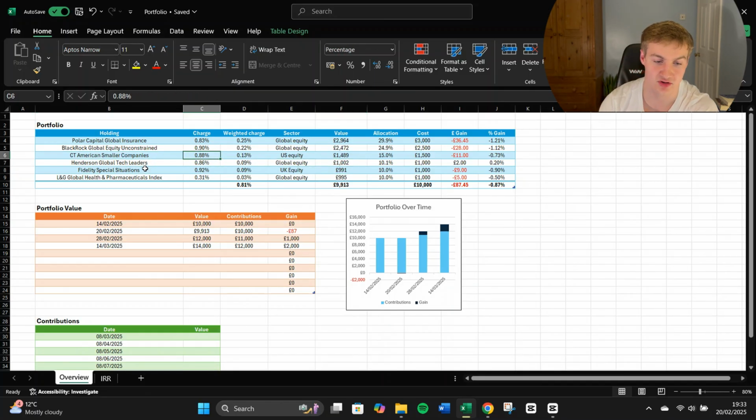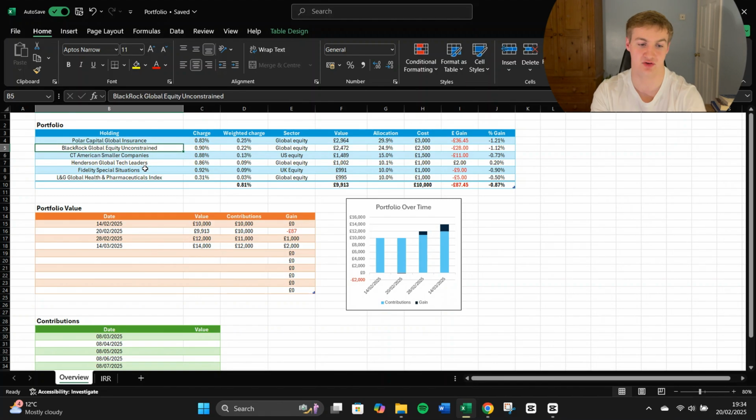Columbia Threadneedle American Smaller Companies, again, I think is a good time for me to be getting into US smaller companies. With Trump getting into power, the US economy looking fairly decent, and even if not, this is a long-term hold. Betting on capitalism in the world's most capitalistic economy, I think, is reasonably sensible.